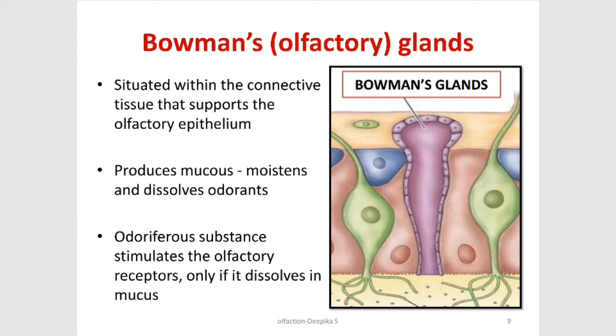Apart from the 3 types of cells, the olfactory epithelium also contains a gland called Bowman's gland. It is situated within the connective tissue that supports the olfactory epithelium. The function of this gland is to produce mucus. This mucus will be carried to the surface of the epithelium by ducts. Mucus is important to moisten and dissolve odorant molecules, because an odoriferous substance can stimulate the olfactory receptor cells only if it is in a dissolved state.